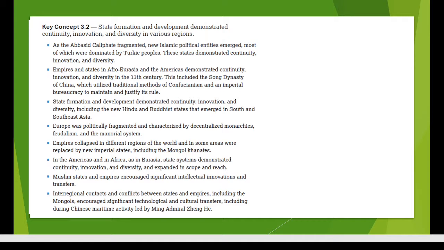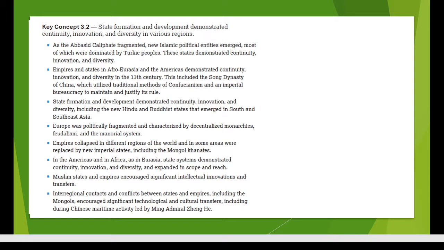Alrighty, let's move on to 3.2. Okay, if 3.1 is all about trade, 3.2 is really sort of more about states, state building, government. 3.1 all about trade. 3.2 more about government. Obviously, the Mongols are going to dominate a big chunk of this time period as they go on their conquering spree. But there's a lot of other things we should be able to talk about.